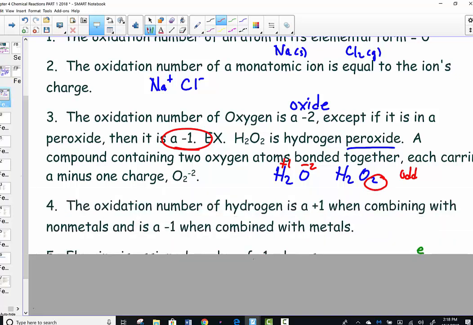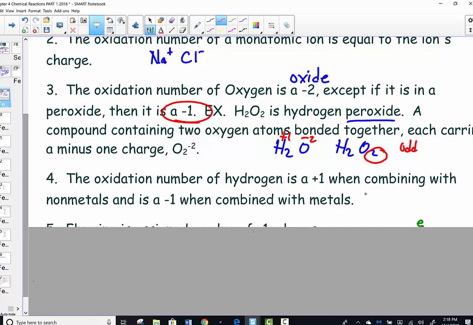Rule 4. Hydrogen is always a +1 when it's combined with a non-metal. When it's combined with a metal, it now is a -1. Let's give an example to help make sense. Here's hydrogen combined with a non-metal in a water molecule. What is the oxidation number of hydrogen when it's attached to a non-metal? It's always a +1. Hydrogen lives over here. It's a +1.